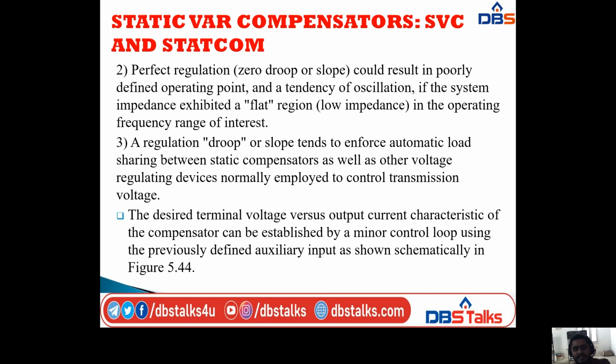The desired terminal voltage versus output current characteristic of the compensator can be established by a minor control loop using the previously defined auxiliary input. Previously we saw the auxiliary inputs for the system, and I explained the total combination in the previous diagram. Here I am taking the desired terminal voltage versus output current characteristic of the compensator, establishing it by a minor control loop using auxiliary inputs.